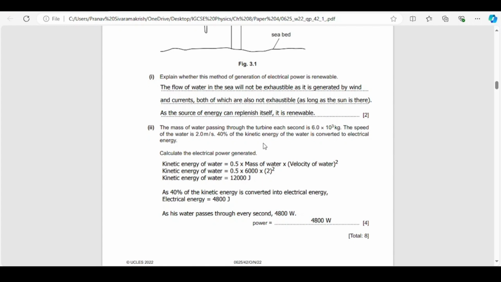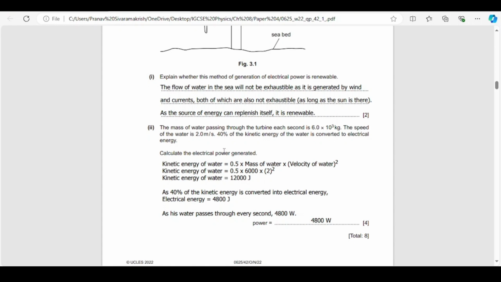So we know that kinetic energy is half times mass multiplied by the square of the velocity. We know the mass, we know the velocity. So if we multiply half times 6,000 times 2 squared, that gives us a value of 12,000 joules. So it's 12,000 joules of kinetic energy hitting the turbine blades of this system every second.